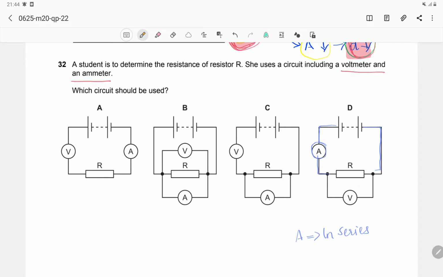Likewise, a voltmeter is used to measure the potential difference between 2 points. So the voltmeter you should always connect in parallel, or across these 2 points. So the voltmeter should always be connected in parallel with the circuit, whereas the ammeter should be connected in series with the circuit. Hence the correct answer is option D.